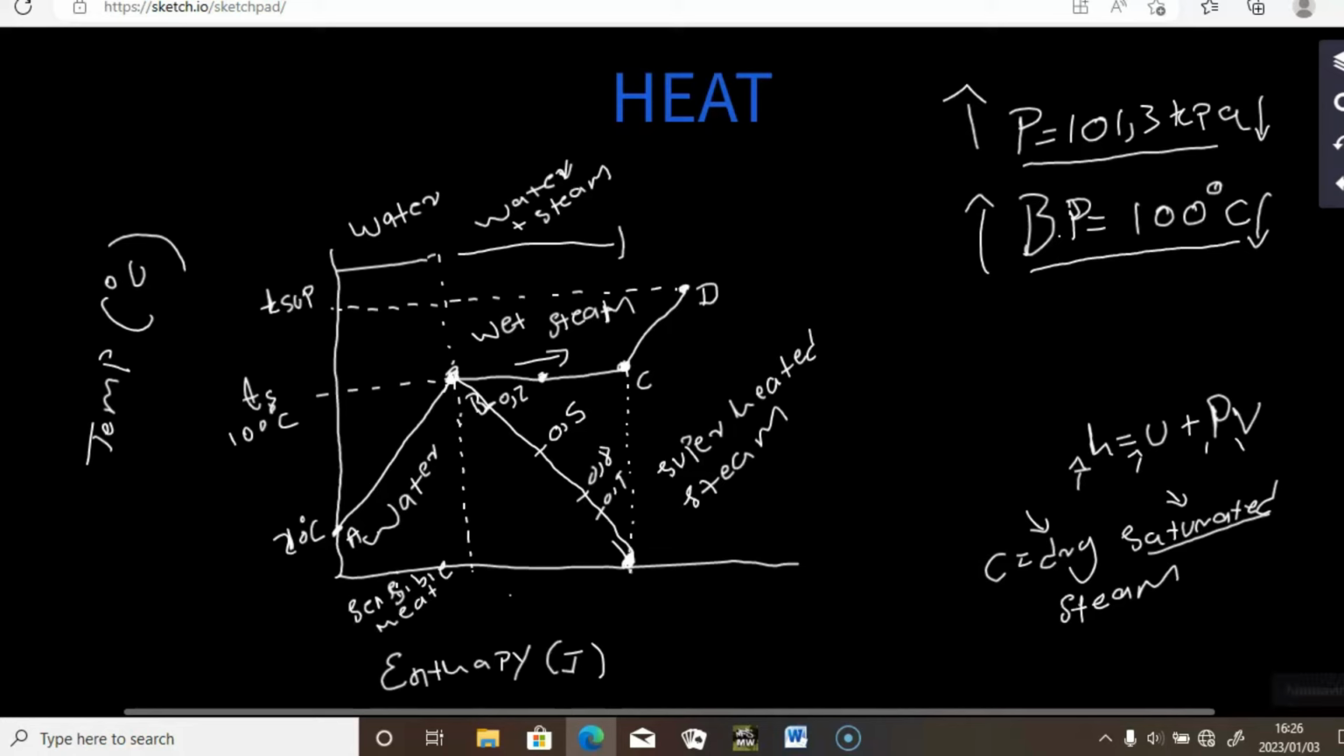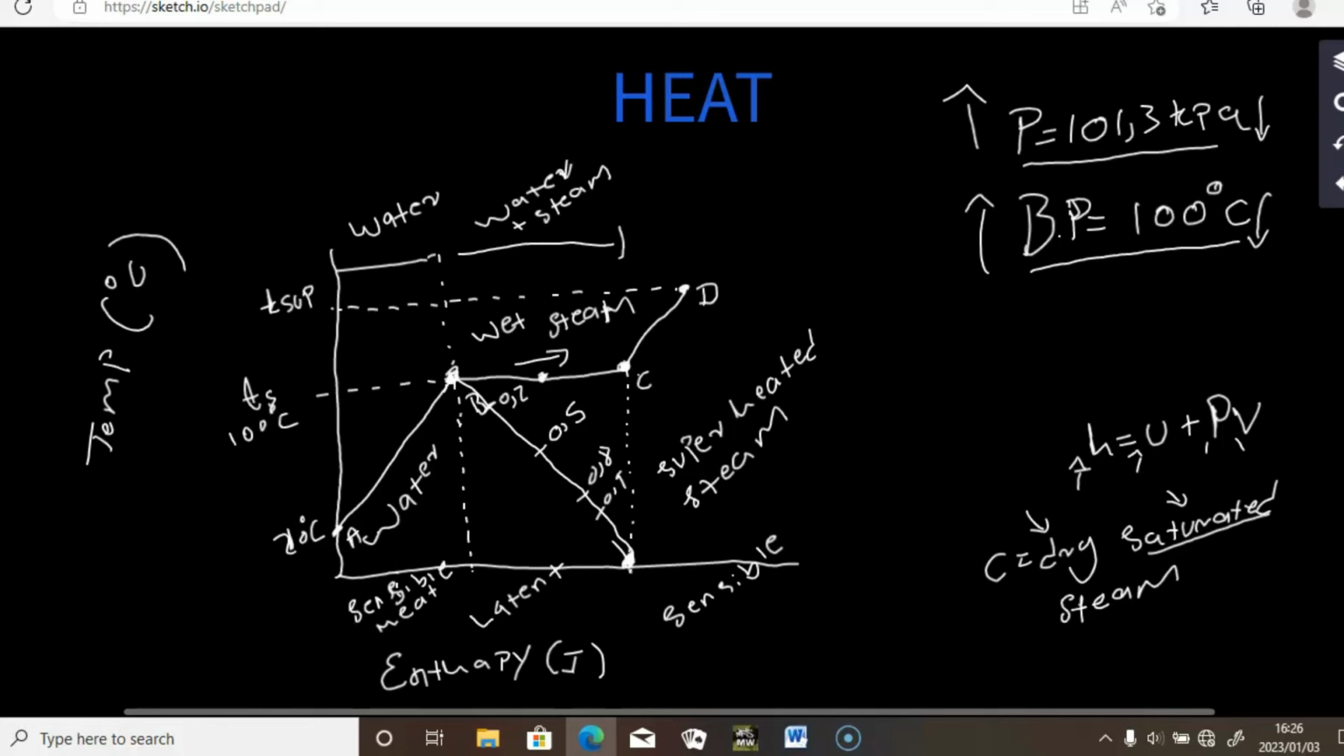And the heat energy that we add from B to D, we call it latent heat. The heat energy that we add from C to D, we call it sensible heat again. Sensible heat is associated with temperature change. From A to B, heat was added and the temperature changed. From C to D, heat was added and the temperature changed. Latent heat is associated with phase change.